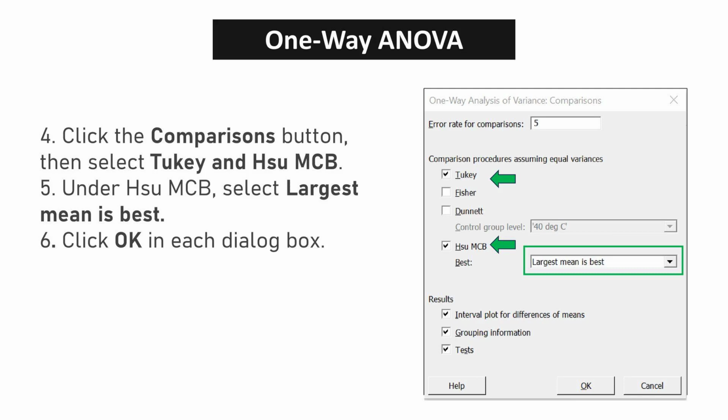Tukey and Hsu MCB comparisons in Minitab offer detailed post-hoc analysis, identifying specific group differences. Click the Comparisons button, then select Tukey and Hsu MCB. Under Hsu MCB, select Largest Mean is Best. Click OK in each dialog box.